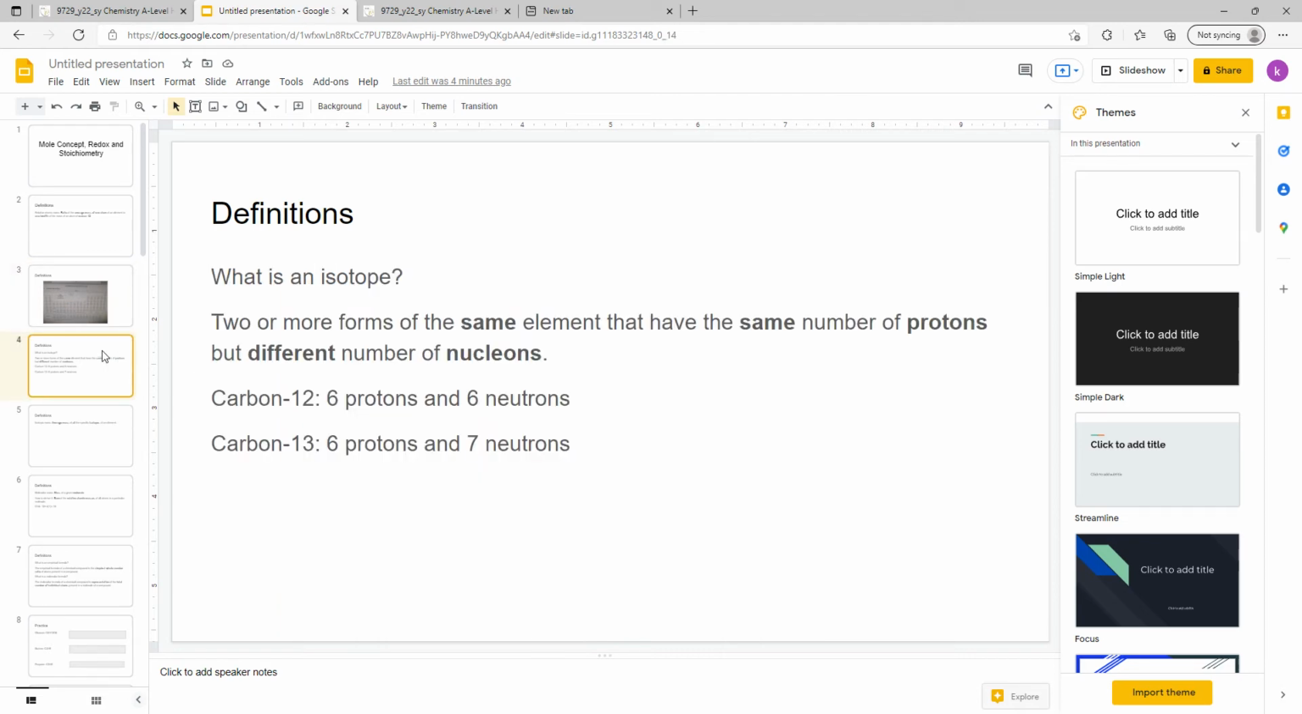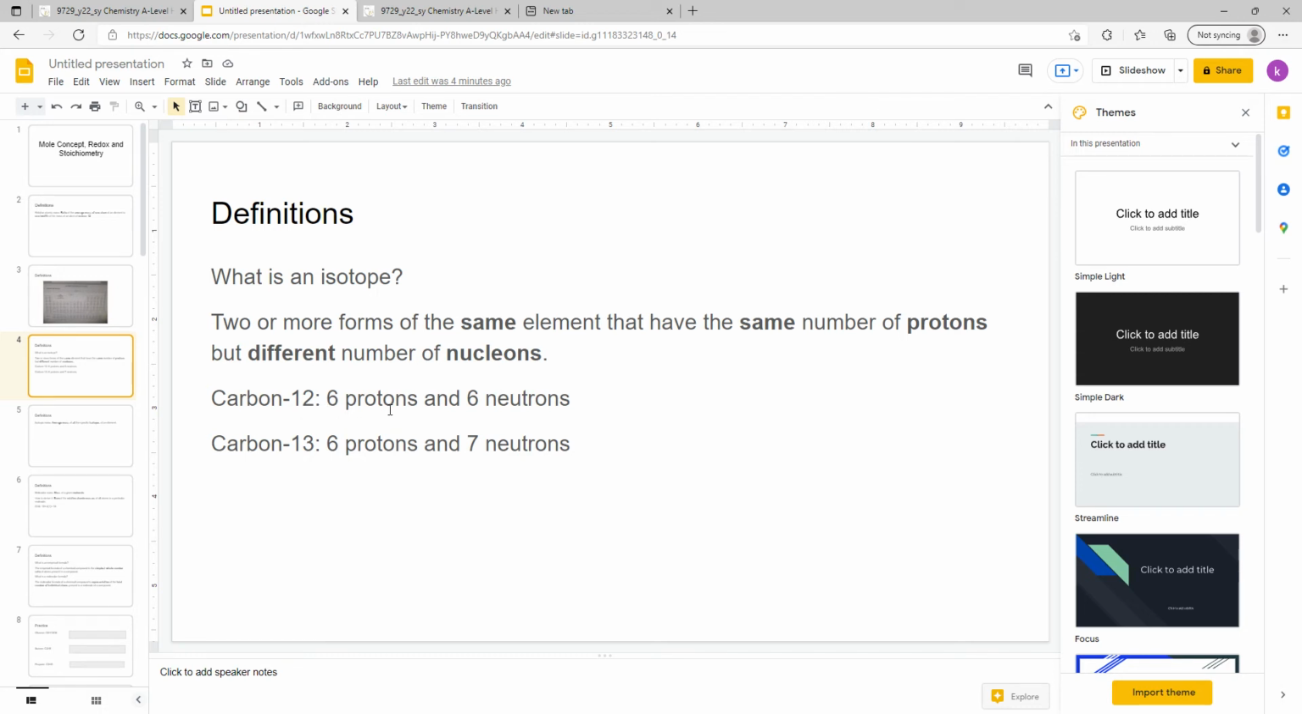Next, we are moving on to the definition of an isotopic mass. So to recap, what is an isotope? Isotopes are two or more forms of the same element that have the same number of protons but different number of nucleons. For example, carbon-12 and 13.